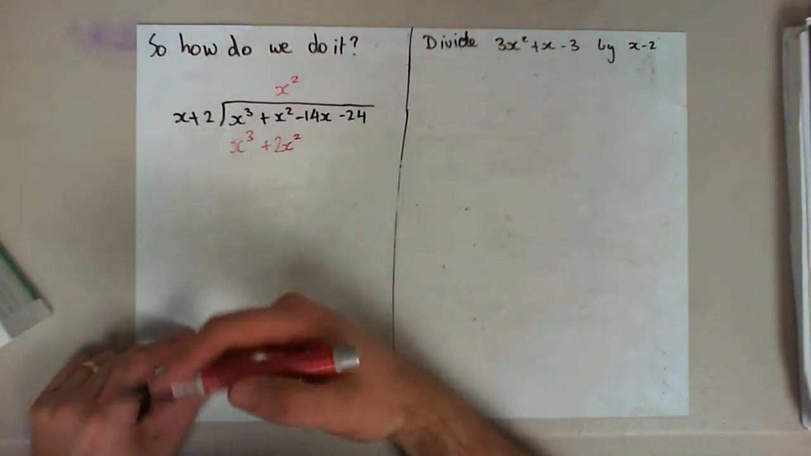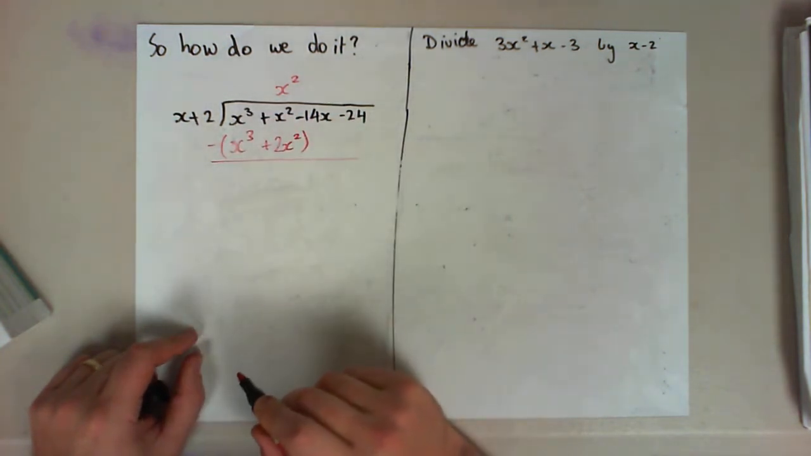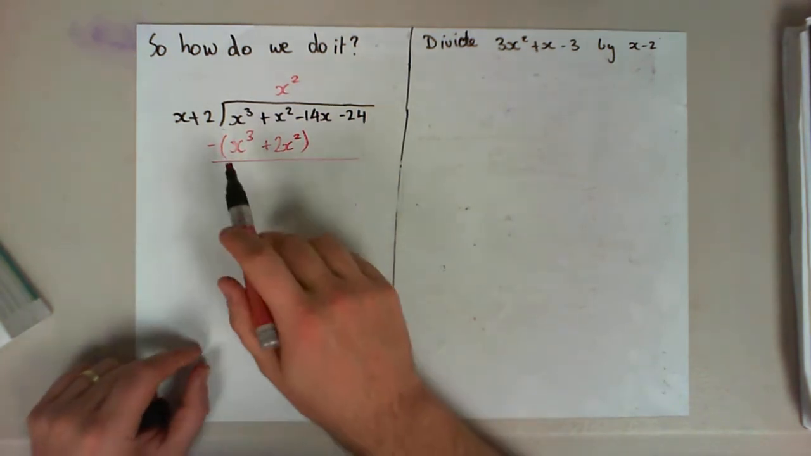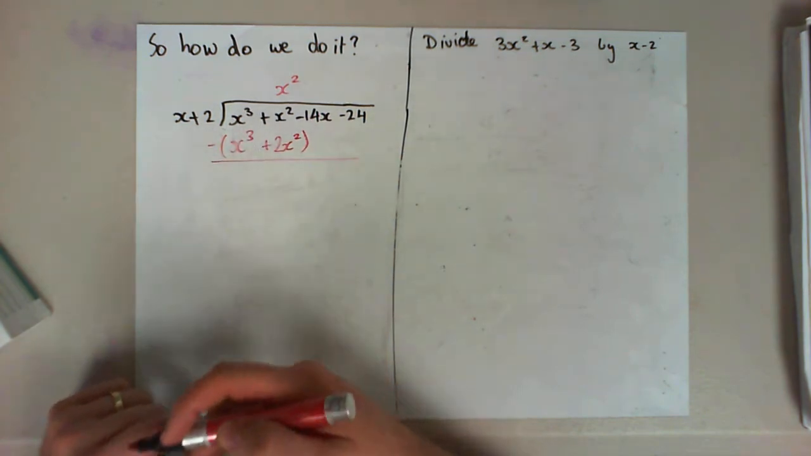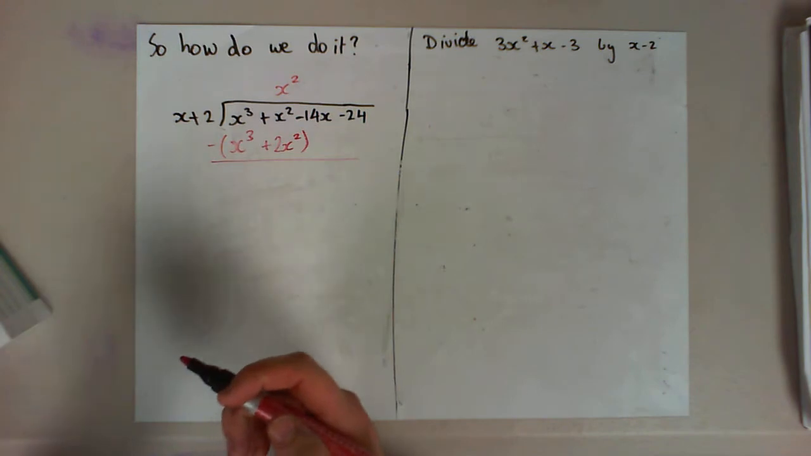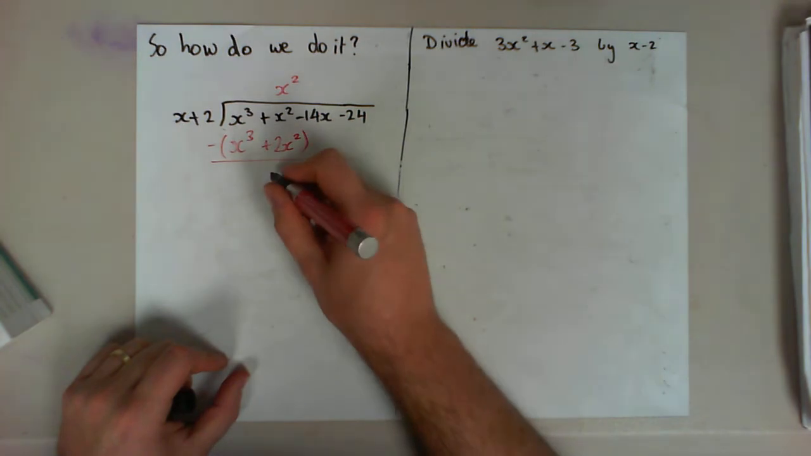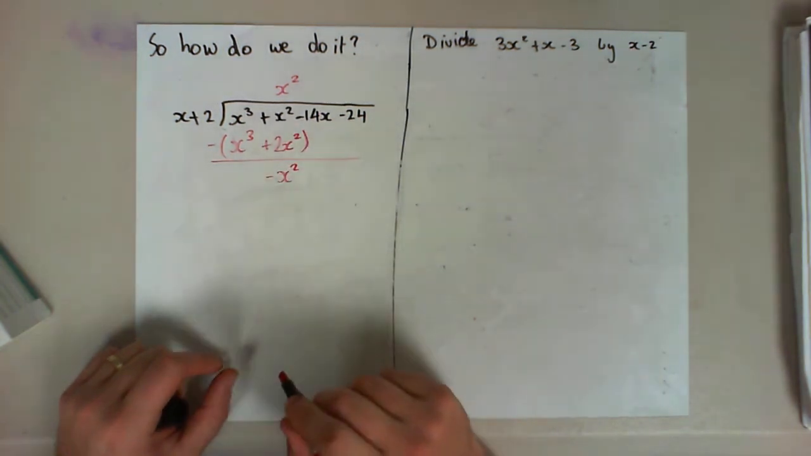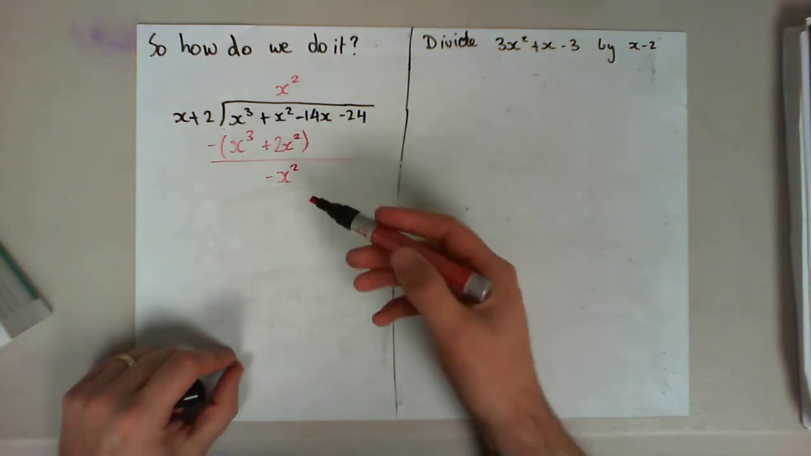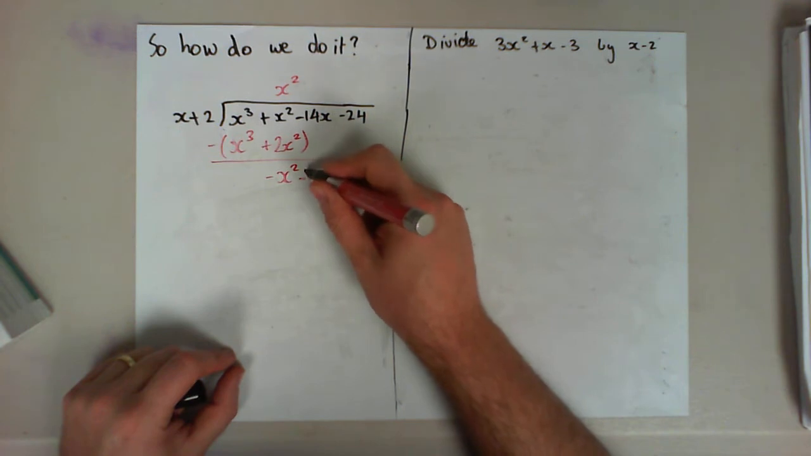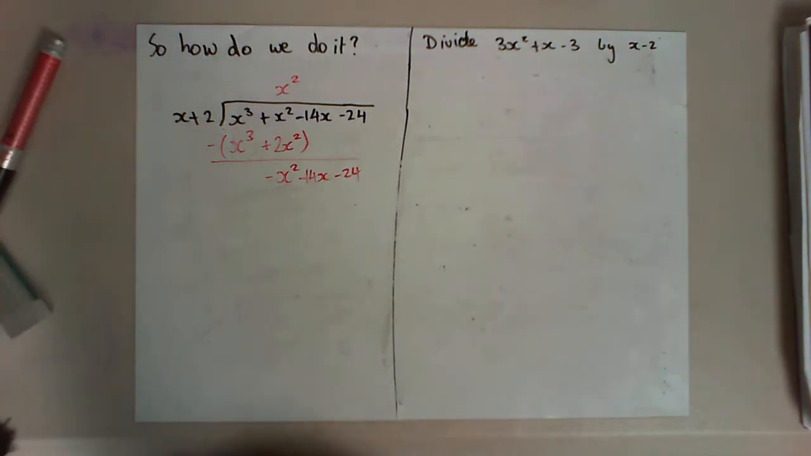This is where a nice repetitive process comes in. We go bracket, bracket, take away, line underneath. Now we actually do this subtraction. x cubed minus x cubed leaves us with 0. That's the whole point. If it didn't, we've mucked something up big time. Then x squared take positive 2x squared is going to leave us with negative x squared. Some people don't do this, but I think it's really important: everything that we haven't done yet, bring down. We've got negative 14x, take 24.